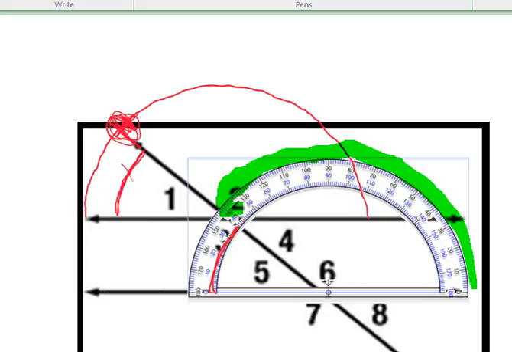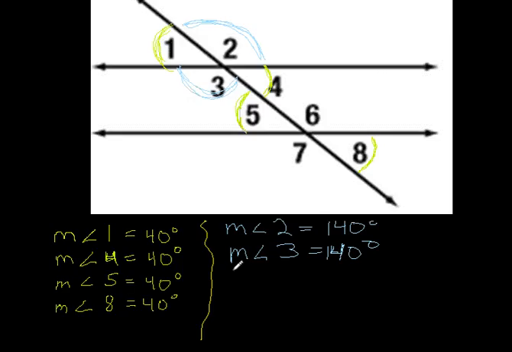So let me go back over to the paint, say the measure of angle 6 equals 140 degrees. Well, since angles 6 and 7 are vertical, they are congruent, which means that the measure of angle 7 also equals 140 degrees.